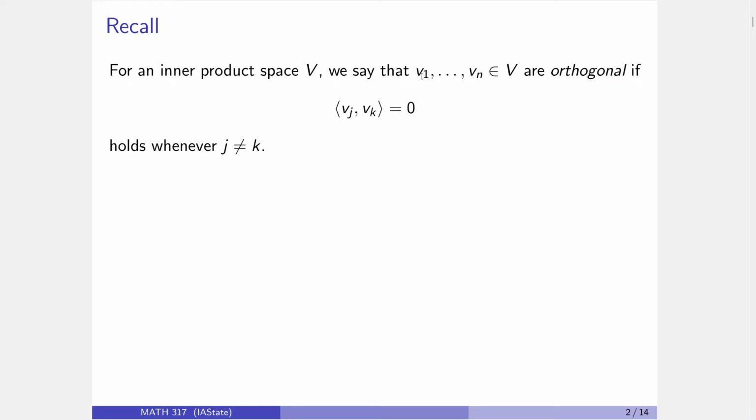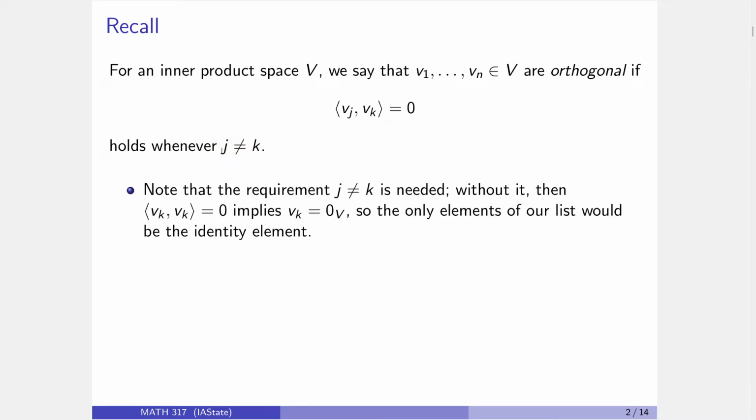Alright, so a list of elements in an inner product space is said to be orthogonal if the inner product is equal to 0 for two elements with different indices. And we need to stress this part here because if I didn't include this, if I just said you're orthogonal if the inner products are all equal to 0, well, that would mean that V_k inner product with itself is equal to 0, and as we already discussed, with an inner product, that means that the element must be the identity. So then, if we did not include this indices are distinct requirement, then our list would just be all identity elements, and that's not a good definition.